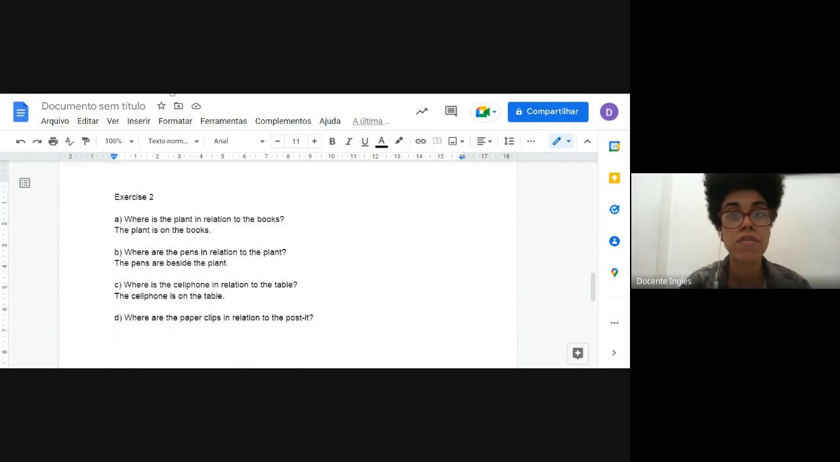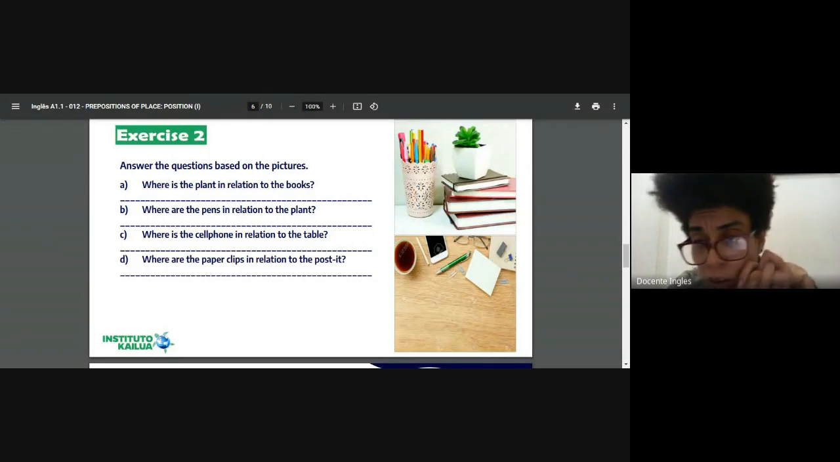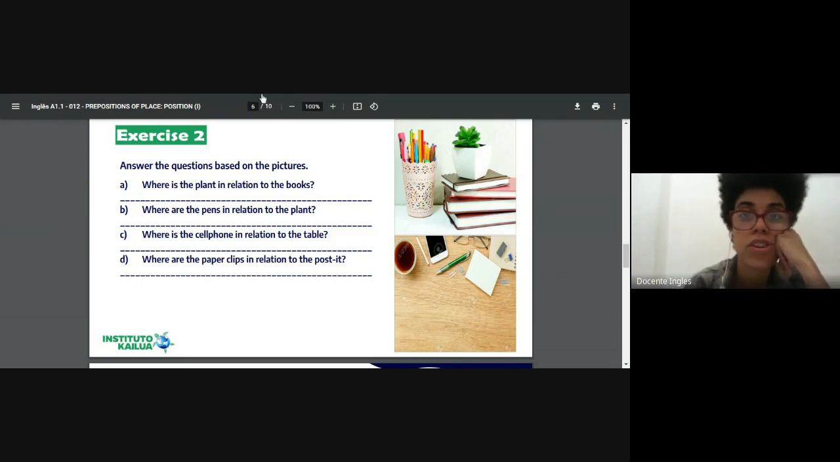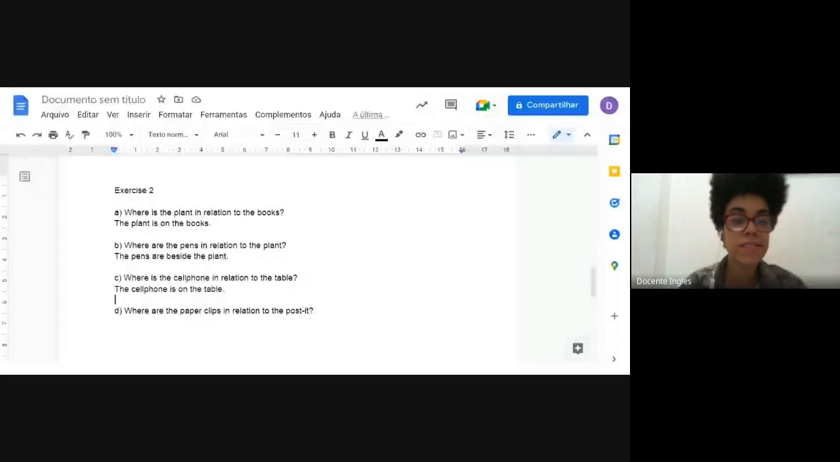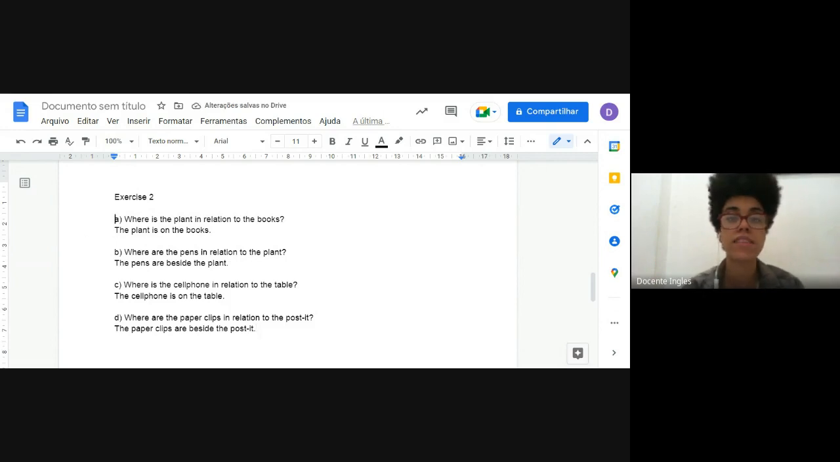Question number 4, actually letter D. Where are the paper clips in relation to the Post-it? We have paper clips on, no, it's on the notebook. So paper clips and the Post-it, what can we say? We can say beside as well. So the paper clips are beside the Post-it. All right, so this concludes exercise number 2. Do you have any doubts?